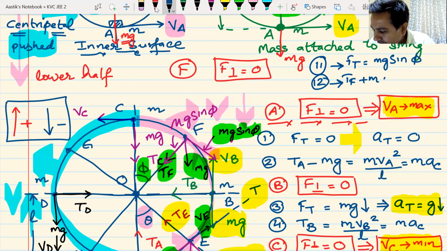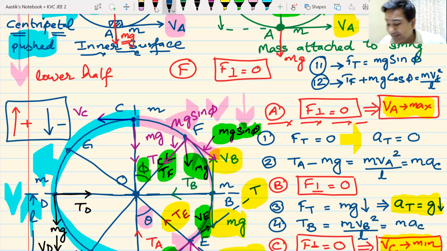Very correct. TF plus mg cos phi, and I'm really running short on space, m vF square by L. I have somehow managed to squeeze it in. Yes, that is the equation that we are looking at. TF plus mg cos phi is equal to m vF square by L. It is as simple as that. Once you get the diagram correct, once you get the concept correct, everything becomes pretty simple.